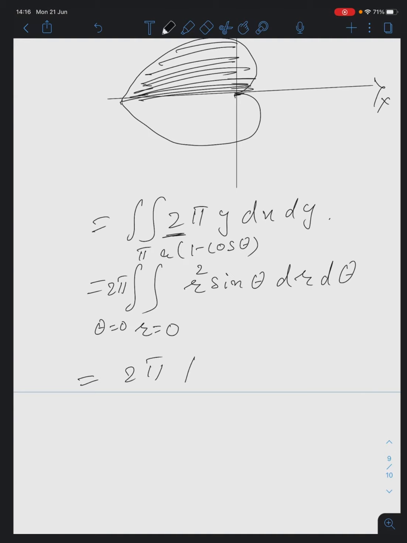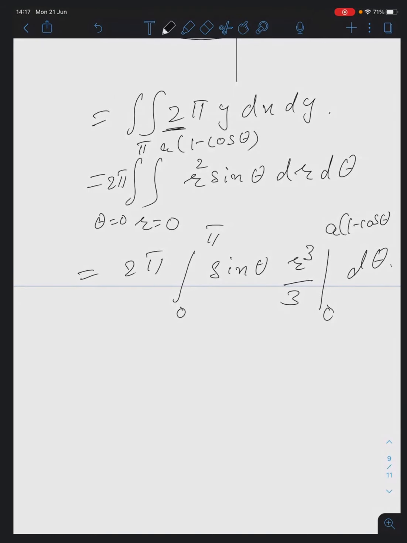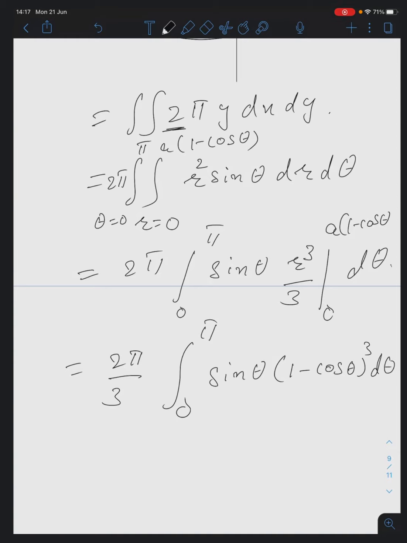Two pi as it is, 0 to pi as it is, sin theta as it is will be r cube by 3. You will get limit 0 to a into 1 minus cos theta d theta. So again 3 also I can write outside. So 2 pi by 3 out, integral 0 to pi sin theta r cube means 1 minus cos theta whole cube I'll get d theta. 3 I have written out, a cube I'll get outside.